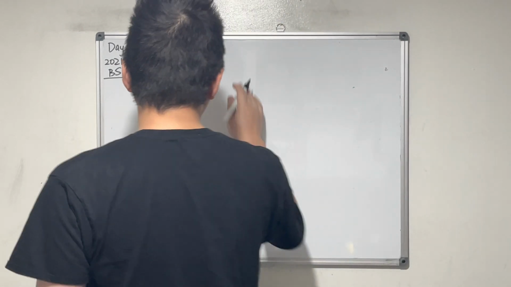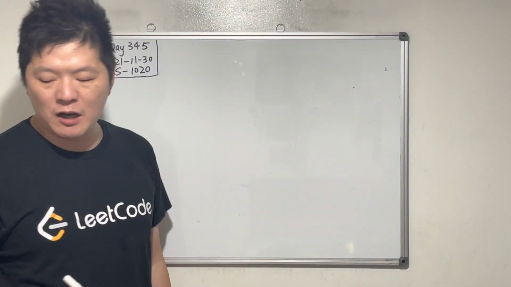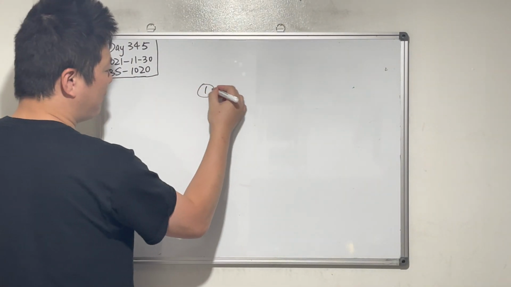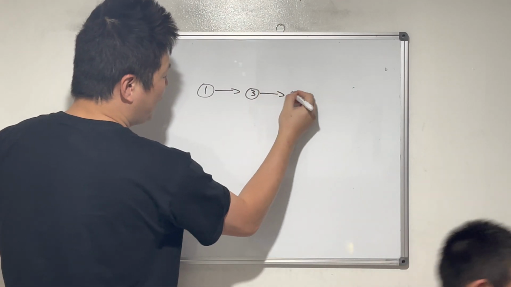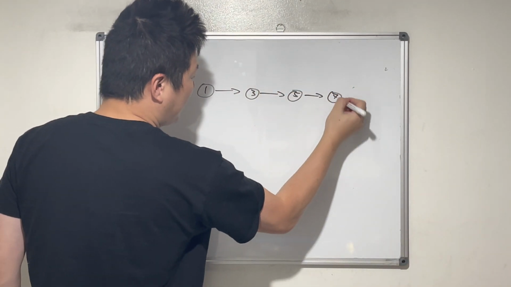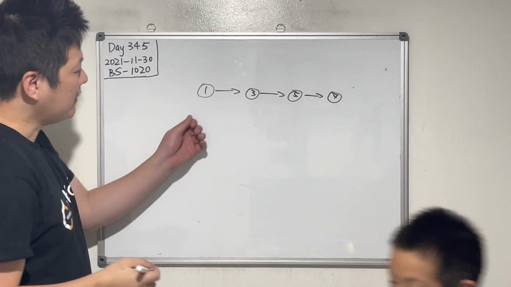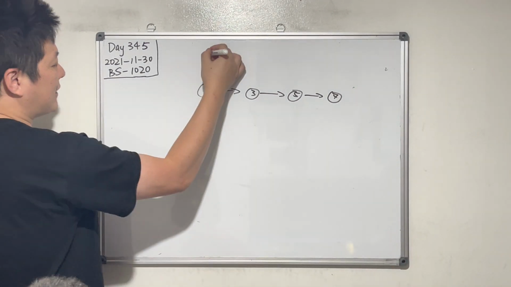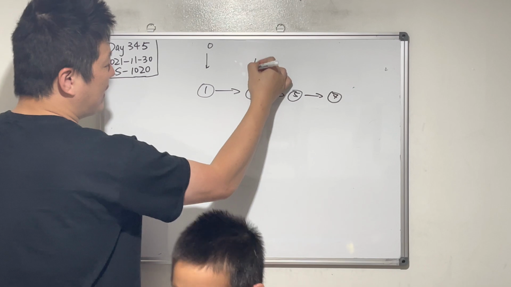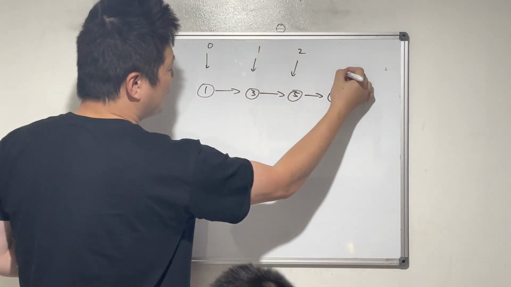Okay, so we have talked about the linked list before. Let's say we have a linked list 1, 3, 5, 7. And the first node has an index like an array: index 0, index 1, index 2, index 3.